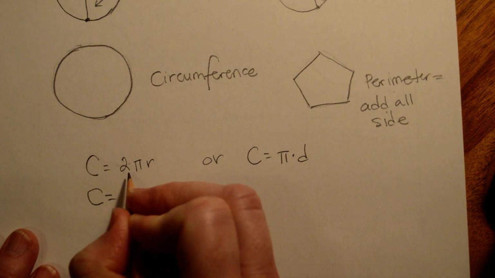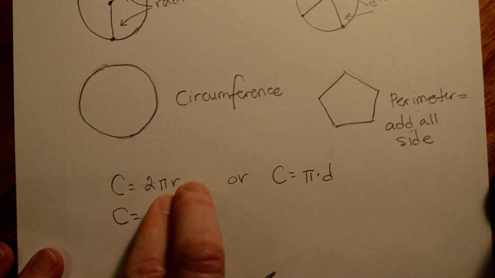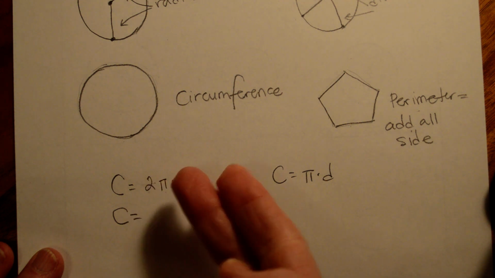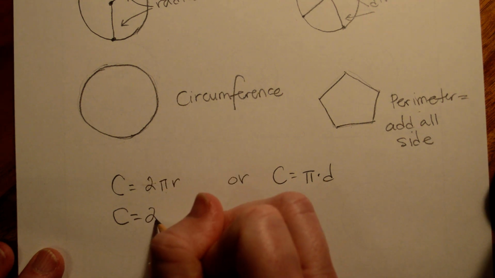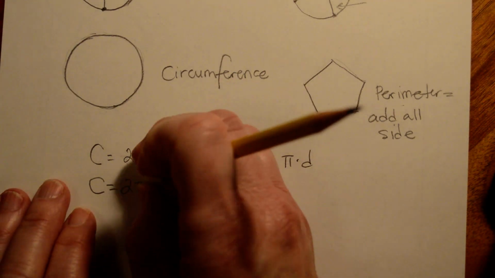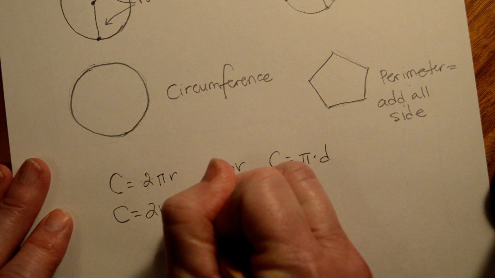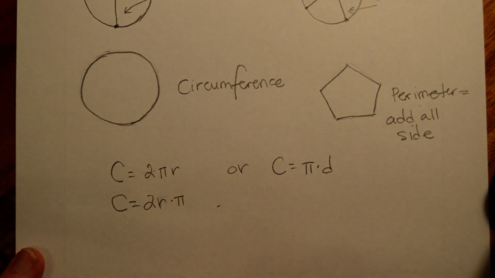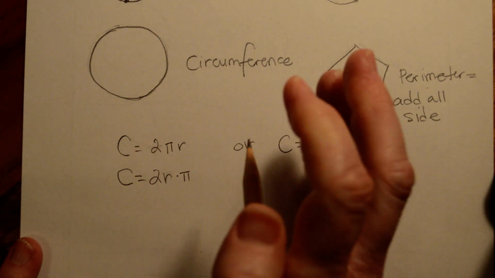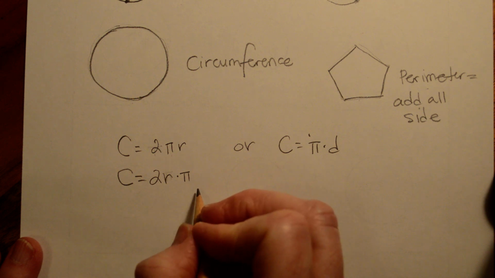If I take and rewrite this one, I'm going to use the commutative property of multiplication to switch the pi and the R around. This would become 2 times R times pi. Here comes our special kitty visitor. It would be 2r times pi.